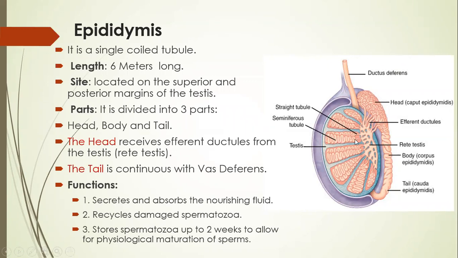The sperms which are produced in the testes and the seminiferous tubule are still not mature. They will mature here, they stay here for 2 weeks and become mature: physiological maturation.